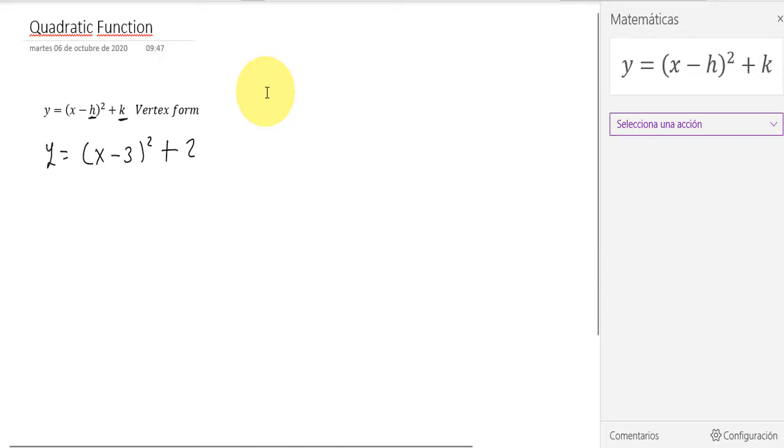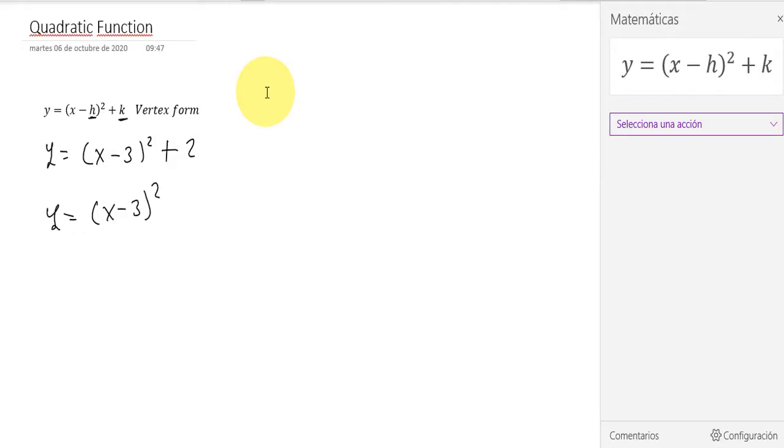Let's start with the vertex form. y equals (x minus h) squared plus k, where h is going to tell me if my parabola is going to move to the left or to the right, and the value of k is going to tell me if my parabola moves up or down. Let's say we want to graph this, but let's do it in two steps or two different functions. First, what happens if we have just the first part?